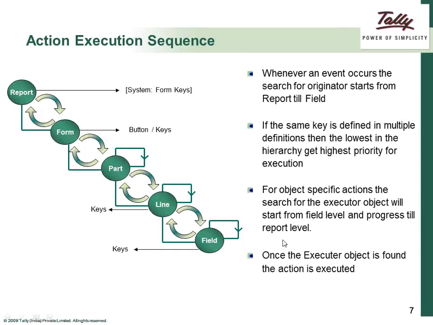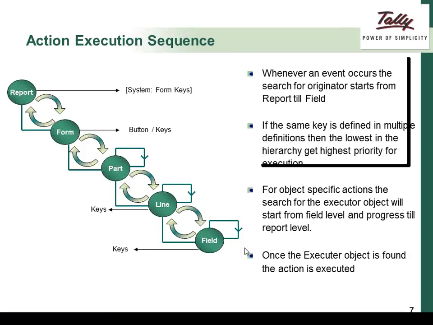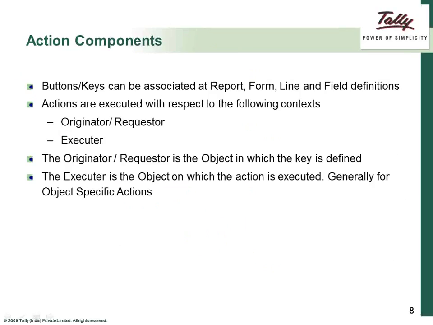For object-specific actions, the search for the executing object will start from the field. The search for the key starts from the report to the field for the originator. However, when it starts looking for the executor, it starts from the field, and the moment the executor is found, that particular interface object executes the action.